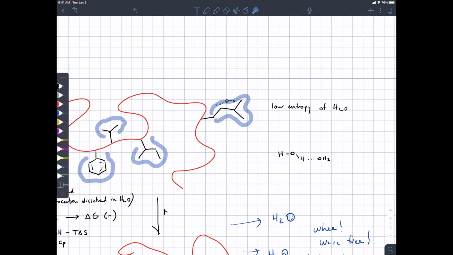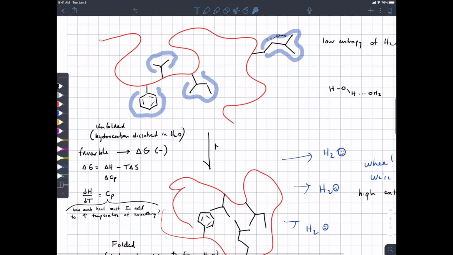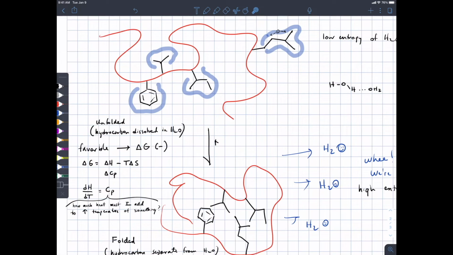Because in order to raise the temperature, you first have to disrupt the interactions, and then you can increase kinetic energy. I'm not sure I said that right. Does anybody want to restate what I said so I can see if it sounds reasonable?